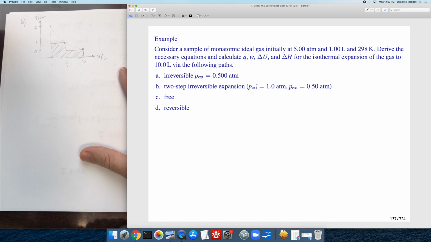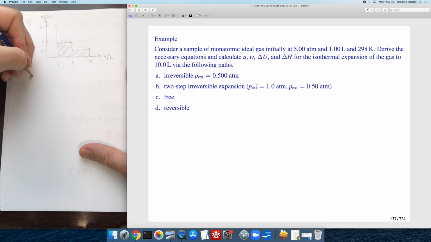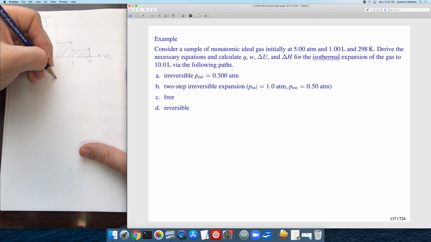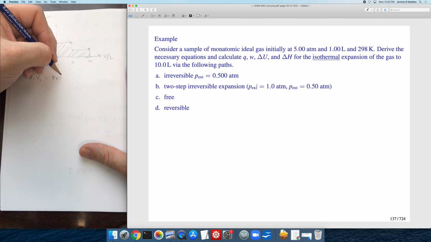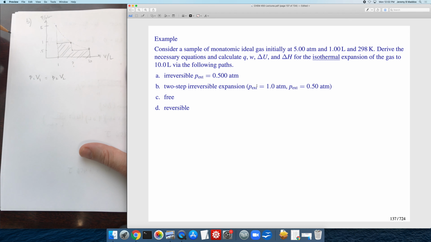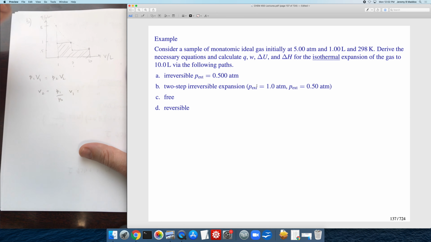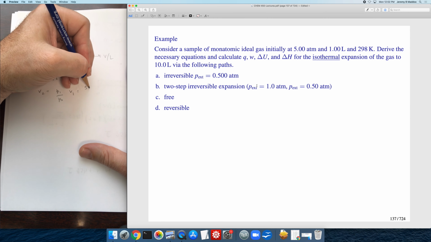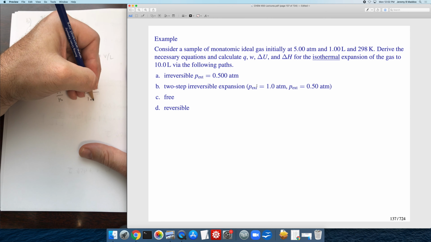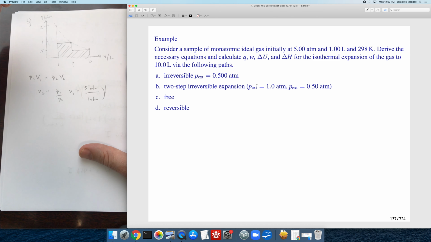We can figure that out using Boyle's law, which tells us that, I'm just going to say P1 V1 equals P2 V2. We know P2 here is 1 atmosphere, but we need to figure out that second volume. Solving for that unknown volume, we've got 5 atmospheres over 1 atm, and then that's times the volume of 1 liter, so 5 liters.